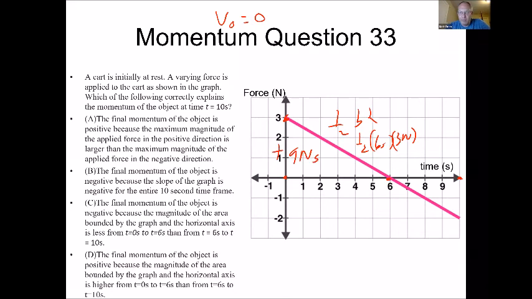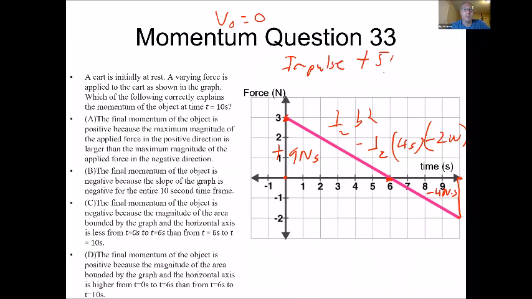And then over here, from 6 to 10 seconds, think of that as a triangle. So again, 1/2 BH. This time our base would be 4 seconds from 6 to 10, and our height is -2 newtons. So 1/2 times 4 times -2 would end up being -4 Newton seconds here. So let's add those together. We end up with an impulse for the total time of +5 Newton seconds.